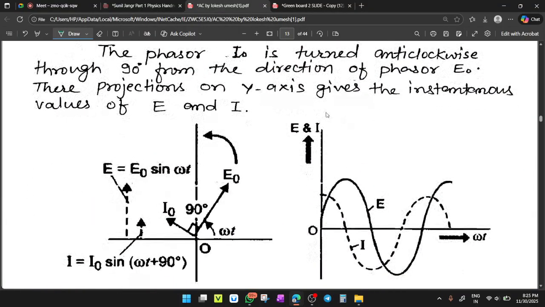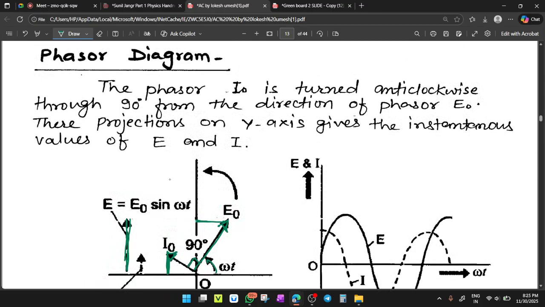See here, the EMF from the zero reference line has an angle omega t, and from this angle at 90 degrees you have the value of current I naught. The vertical component gives E naught sin omega t, and the vertical component of the maximum current gives I naught sin(omega t plus 90). Clear? In the phasor diagram, I naught is turned anticlockwise through 90 degrees from the direction of phasor E naught. Their projections on the y-axis give the instantaneous values of E and I. Now the wave diagrams.